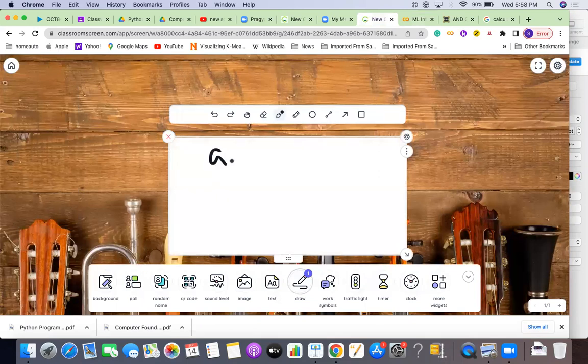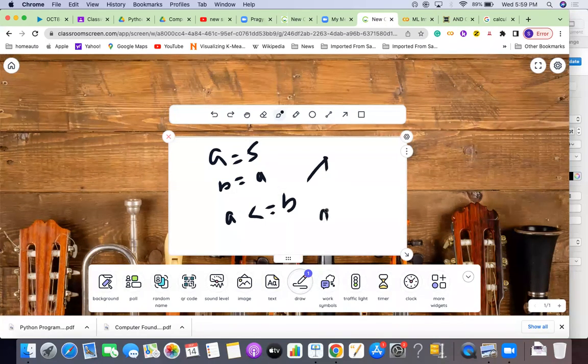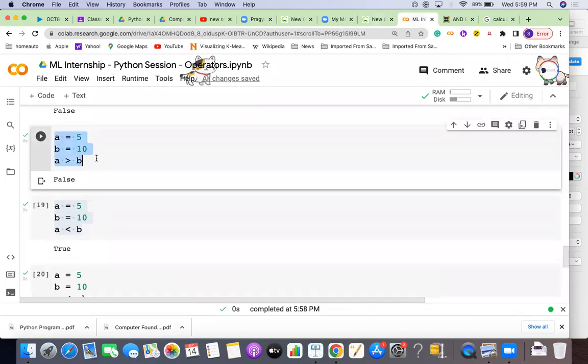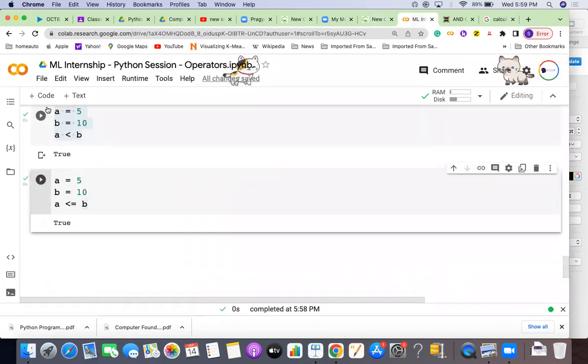Now A is equal to 5, B is equal to 10. Now what I'm saying is A, this B. What does this actually mean? Whether A is less than B or equal to, correct? So A is always less than B, correct? That is what is happening. So let us do it the other way around. Take this example. So this is false, correct?